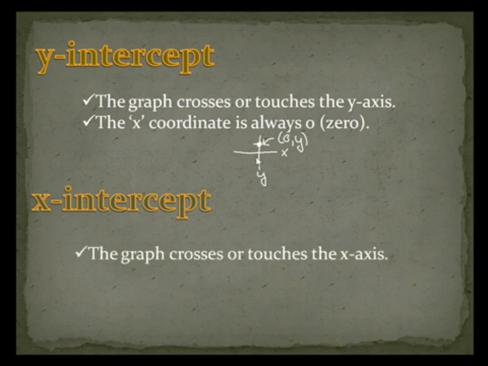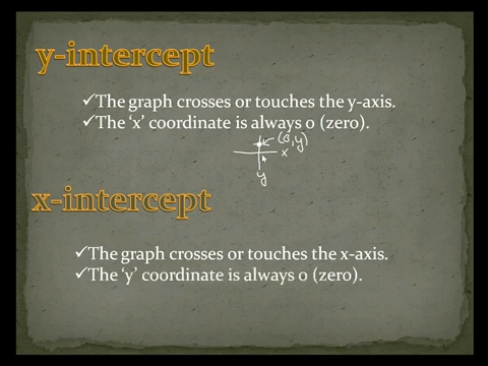The x-intercept, the graph crosses or touches the x-axis. The y-coordinate is always 0. And once again, it follows the same idea. So let me make my little coordinate plane here. Here's x and y. But this time it's crossing somewhere on the x-axis or touching. And at this point, we have some x value wherever it's at, and then y is always 0 because it's nowhere on the y-axis.